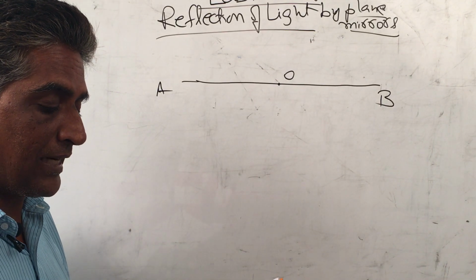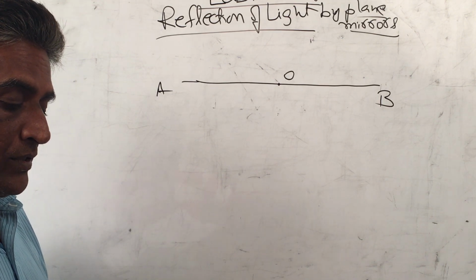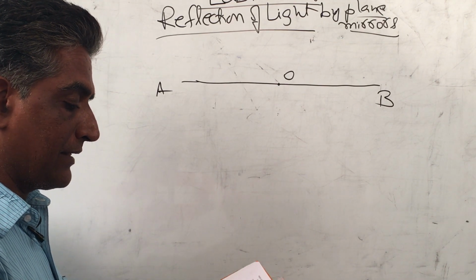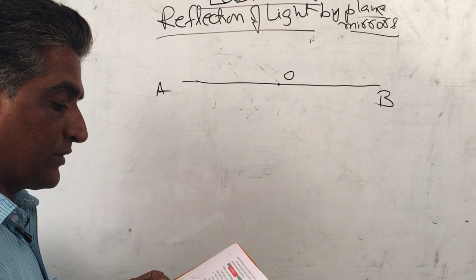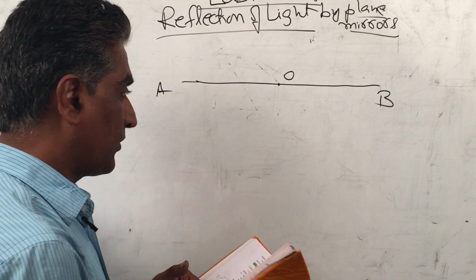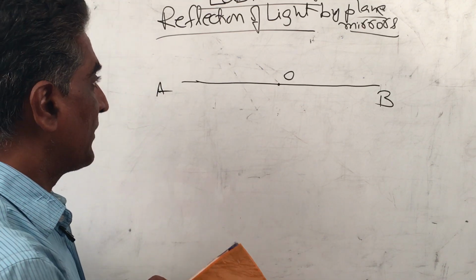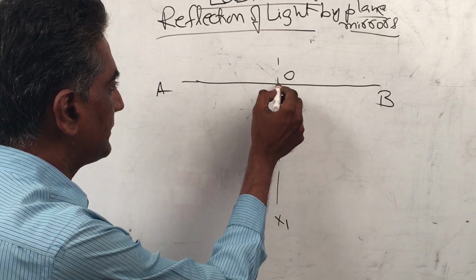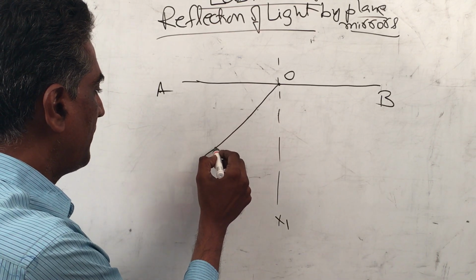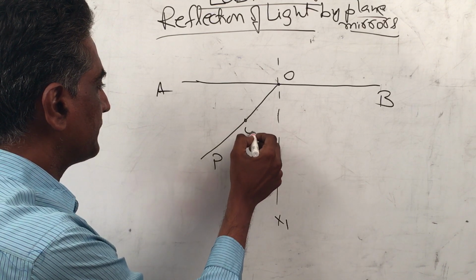Draw a straight line PQ making a certain angle. So you can make a certain angle. Draw a line PQ with ON as shown in the figure. So with ON, you have to draw a normal also. You draw a normal and you make this PQ.